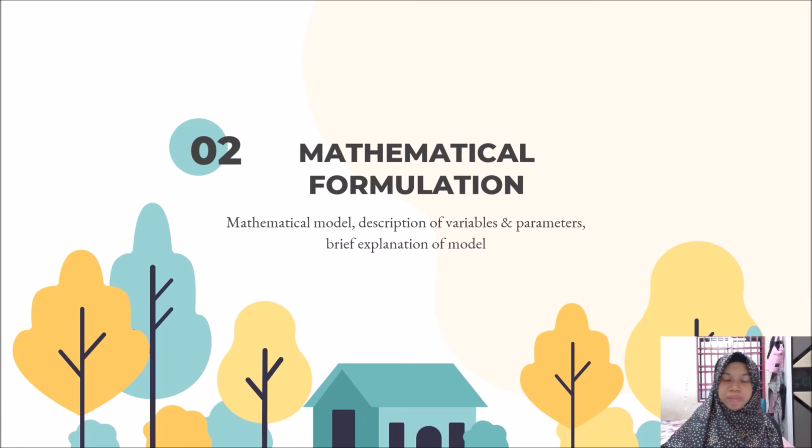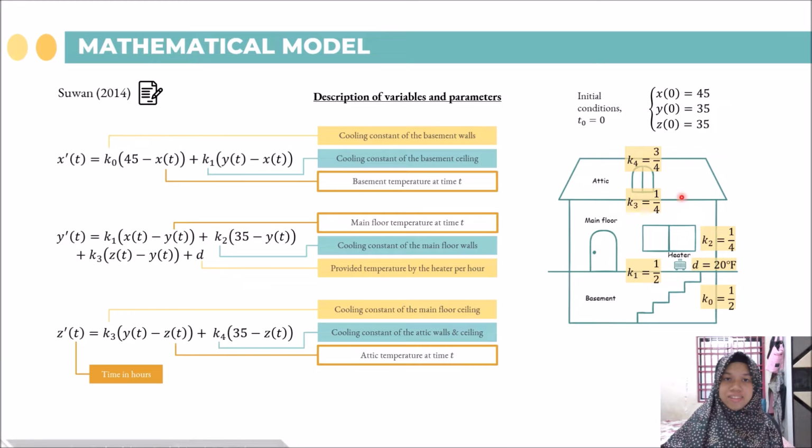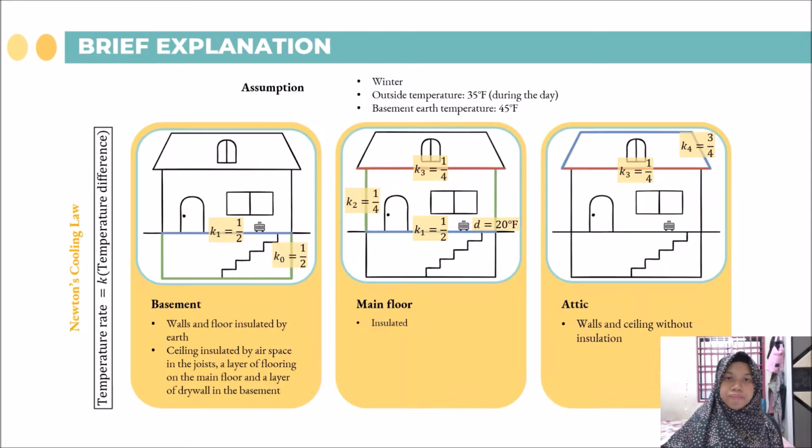I will continue with the mathematical formulation. So this is the system of first-order differential equations that will represent the temperature over time inside the house. So x(t), y(t), and z(t) are the temperatures of the basement, main floor, and the attic at time t. t is time in hours, and K0 and K4 are the cooling constants on the boundary spaces between the house parts as stated here. And this is the temperature provided by the heater per unit time. And these are the initial conditions, and these are the values of the parameters that we consider.